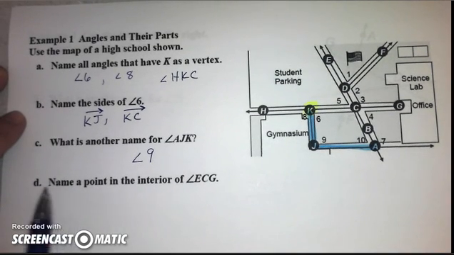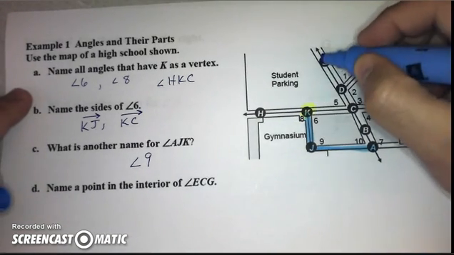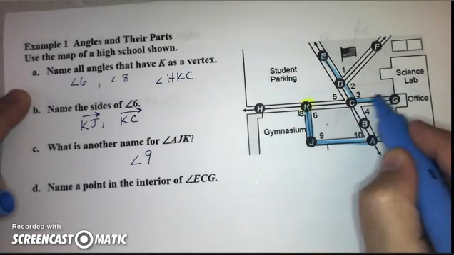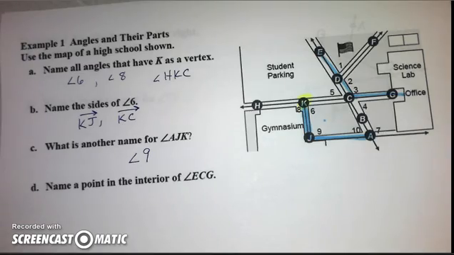All right, and then lastly, we want to talk about naming a point in the interior of angle ECG. So I'm going to trace that one also. ECG, that's angle 3, and a point on the interior. I kind of forgot to mention that with the last paper I had, so let me show you that.